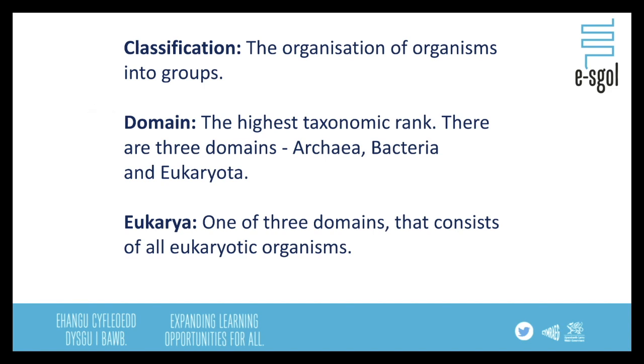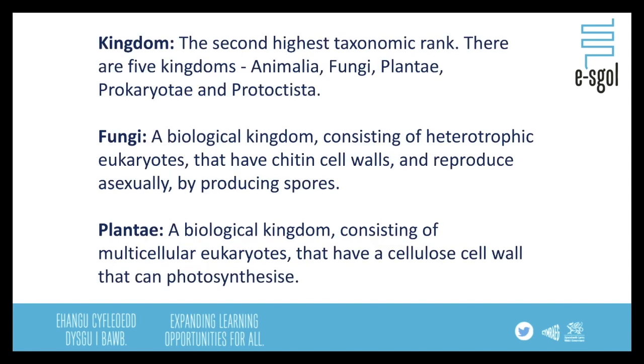Classification. The organization of organisms into groups. Domain. The highest taxonomic rank. There are 3 domains: Archaea, Bacteria, and Eukaryota. Eukarya. One of 3 domains that consists of all eukaryotic organisms. Kingdom. The second highest taxonomic rank.